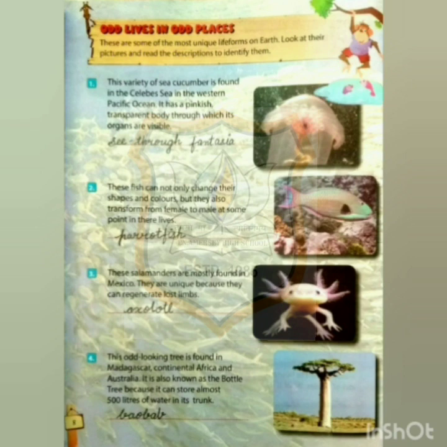Number 4. This odd looking tree is found in Madagascar, continental Africa and Australia. It is also known as the bottle tree because it can store almost 500 liters of water in its trunk. So you can see here a tree given in the picture. It is looking very odd, right? And it is found in the place Madagascar. It is in continental Africa and Australia.